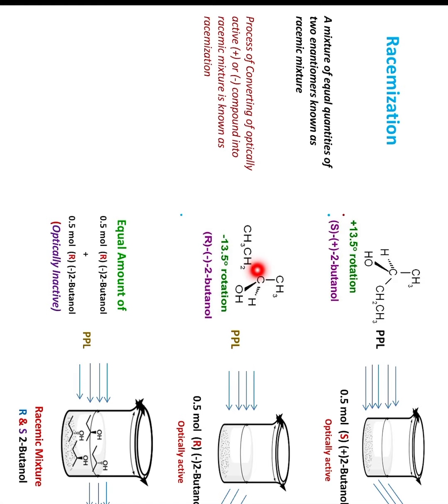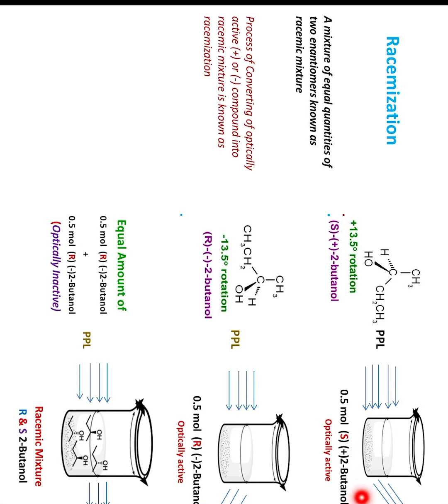And when we superimpose this molecule over this molecule, these two molecules do not superimpose over one another, and hence they are enantiomers of each other. We have discussed enantiomers in depth in the previous video lecture. Now this is S-2-butanol, and when we place a pure S-2-butanol solution in the beaker and pass plane polarized light through it, that pure solution will rotate the plane polarized light in the left direction, or it may rotate in the right direction.